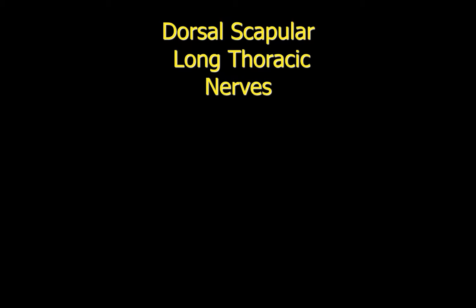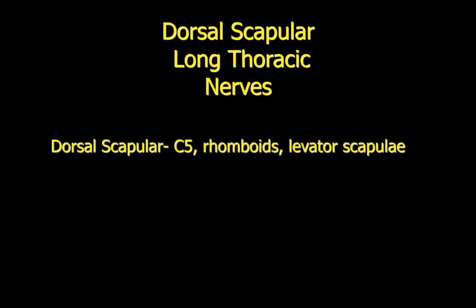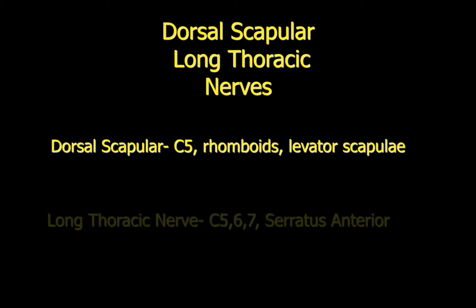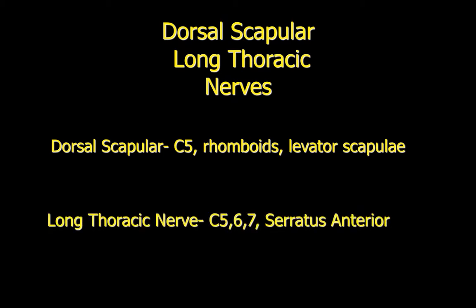Next, we will talk about the dorsal scapular and long thoracic nerves. The dorsal scapular and long thoracic nerves are pure motor nerves that originate from C5 and C5-6 respectively. The dorsal scapular nerve innervates the rhomboids and levator scapula, while the long thoracic nerve innervates the serratus anterior.